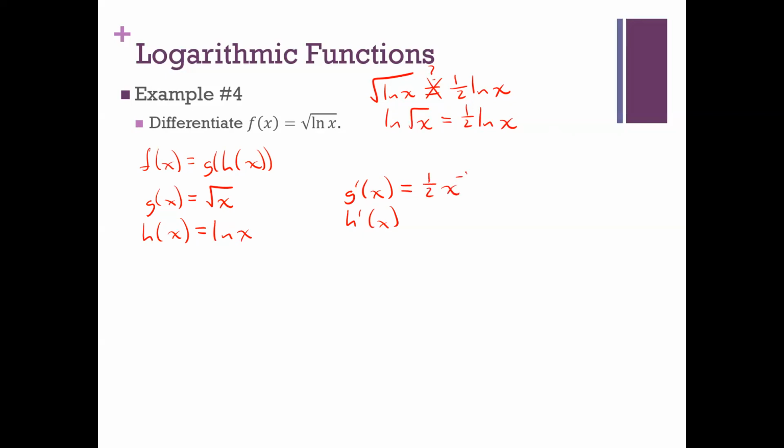1/2 x to the negative half. 1 over 2 radical x. And then h prime will be 1 over x. All right, so now I think we're ready to start our first pass. What's the derivative going to be?